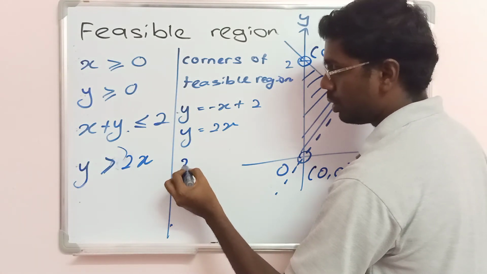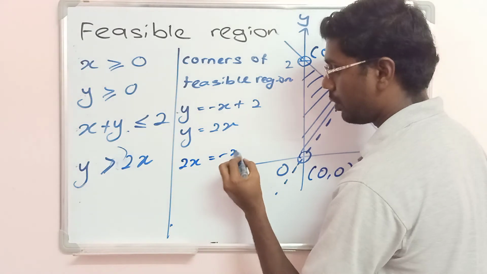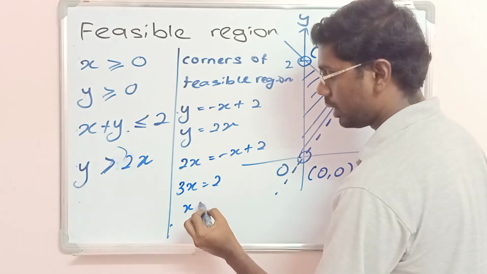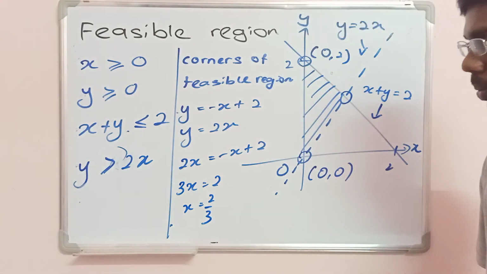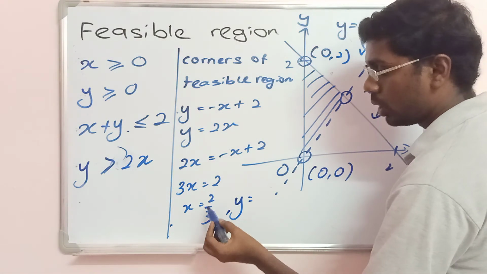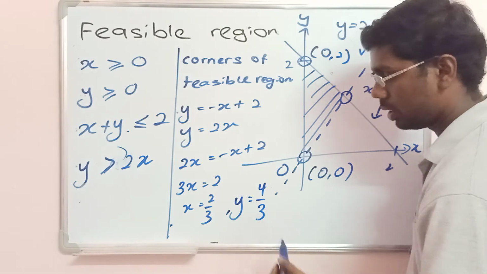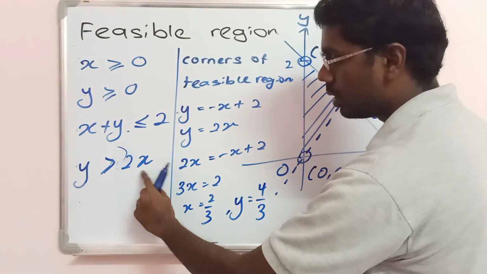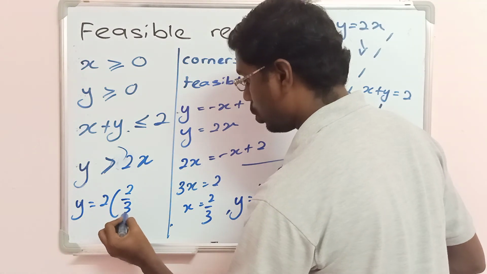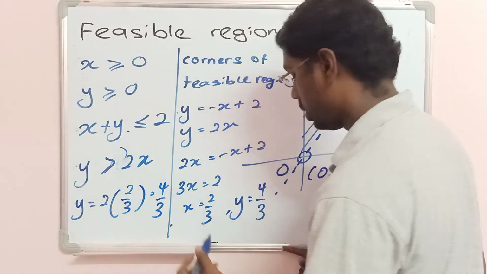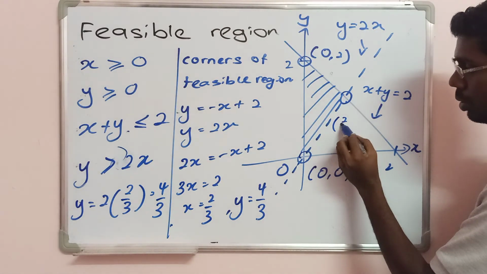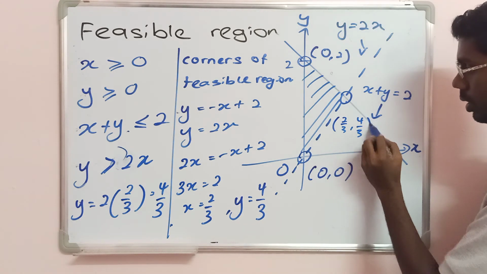So it's going to be 2x equal to negative x plus 2, so 3x equal to 2, so x equal to 2 over 3. When x equal to 2 over 3, my y is equivalent to 4 over 3. We just take this value and substitute here: y equal to 2 times 2 over 3, so you get 4 over 3. So this coordinate will be 2 over 3, 4 over 3.